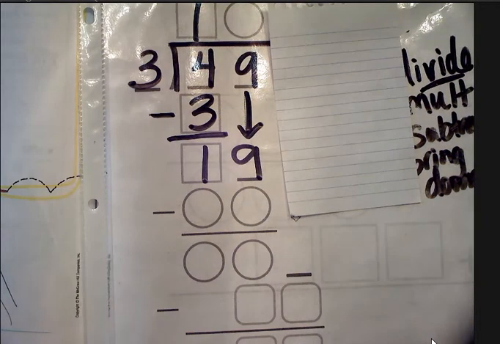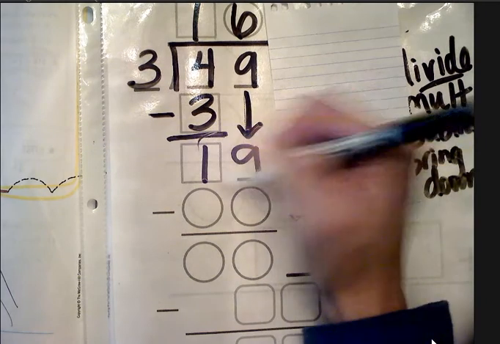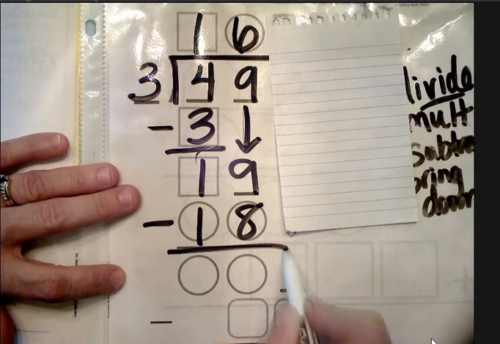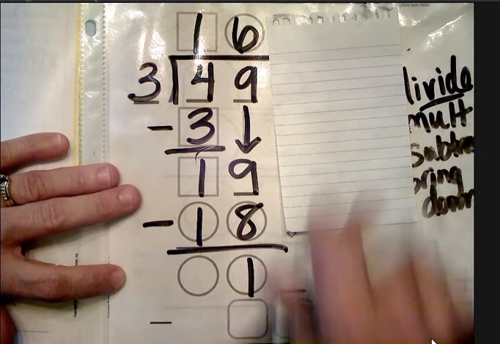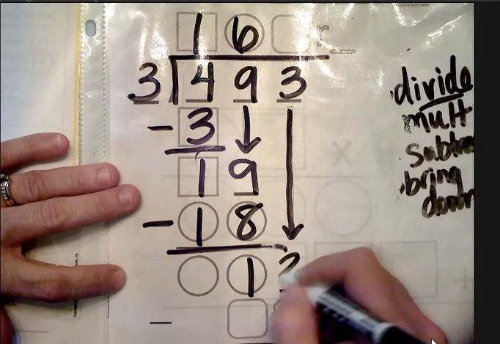3 into 19, or 19 divided by 3. Well, let's think of our math facts. 5 times 3 is 15. I know that one really well. And 6 times 3 is 18. 7 times 3, let's think, that's 21. That's too big, so it's going to be a 6. We can't go over that number. 6 times 3 is 18. We did our multiplication. Now we subtract. 19 minus 18 is 1. Bring down, and this is our last digit on this one. We bring down the 3.